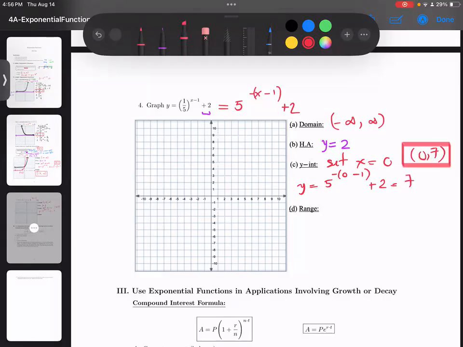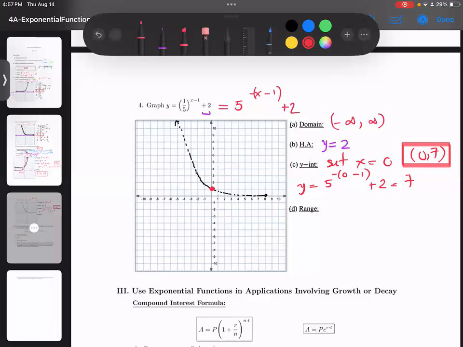Range will be later. Now this is the exponential decay. So your basic graph, your parent graph looks like this. Something like that. You don't have to draw it there. I just want to put it there so you can see. It's more like a guideline.